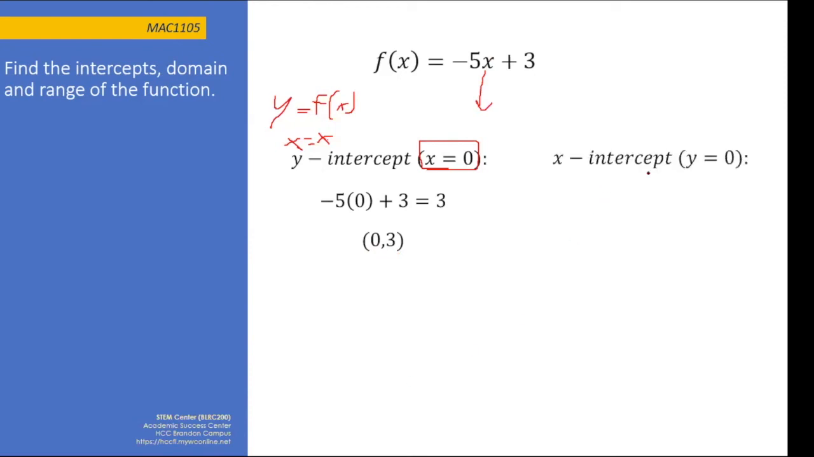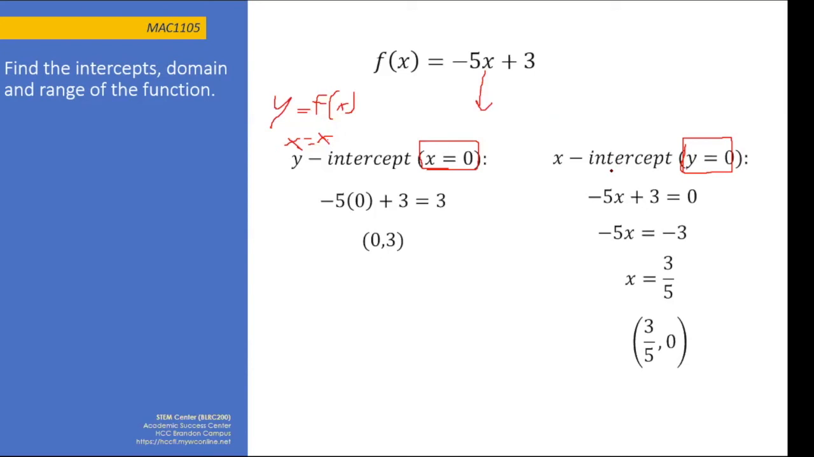Similar idea goes for x-intercept. We know that at the x-intercept, that's when y equals 0. That's because the x-intercept occurs right at the midpoint of the graph of the coordinate system when you look at it up to down. So all we do is replace f of x with y, which is 0 at the x-intercept point. And so we have negative 5x plus 3 equals 0. We solve this for x, and we get the following coordinate.